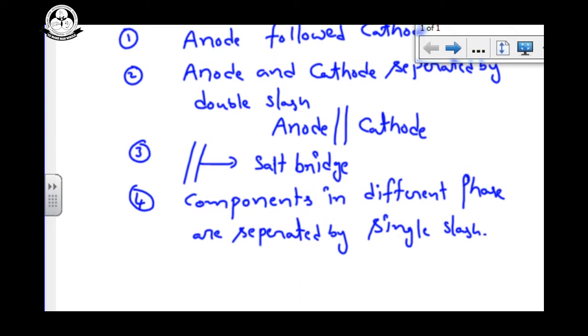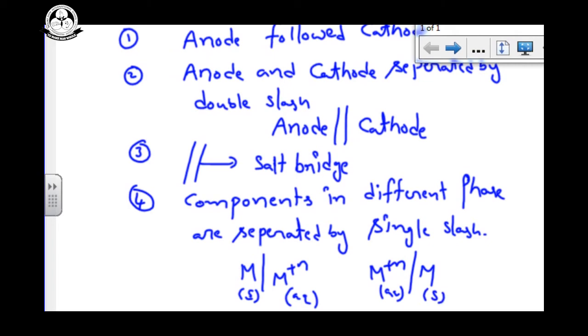So how have we represented it? Basically metal bar, metal ion. Metal means it is solid. Metal ion means it is aqueous. Otherwise, metal ion slash metal. Metal ion is aqueous, metal is solid. If the components are present in two different phases, we represent them by the single slash.